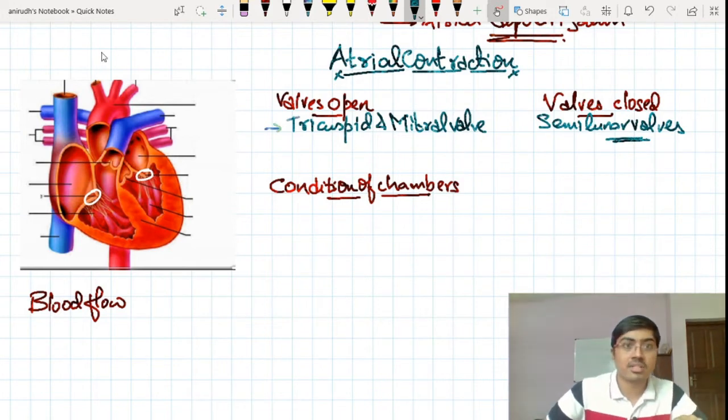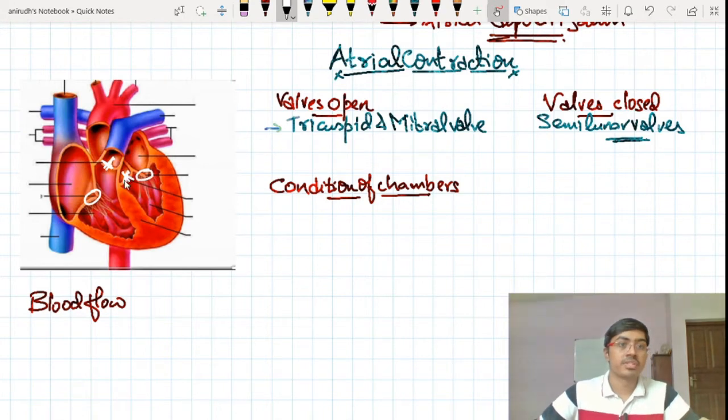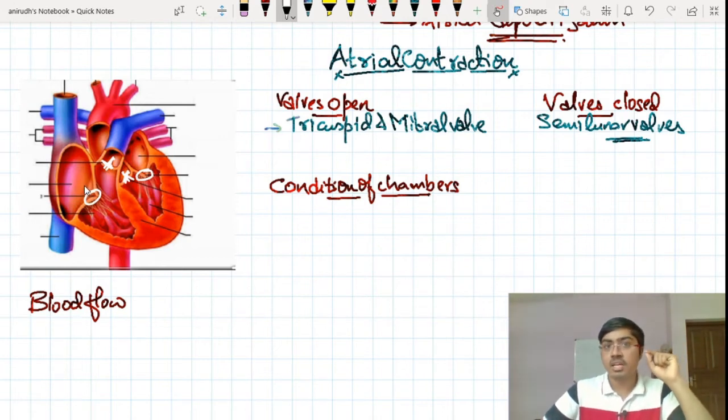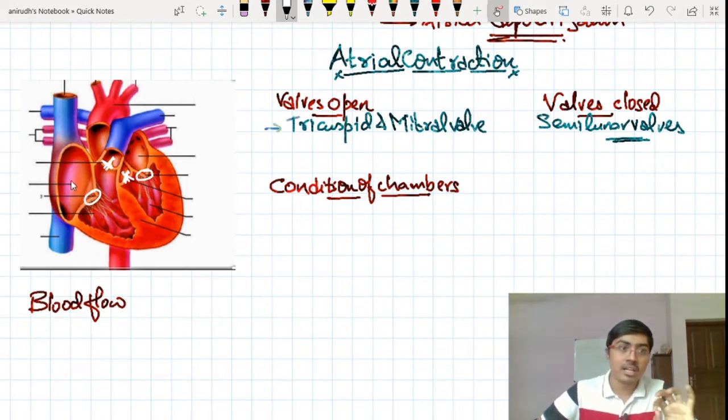So let us understand what is happening here. See, this valve is closed. Even this valve is also closed. Now, when the atria are contracting, we saw that during the joint diastole, 70% of the blood in each atrium was released to the ventricle because of gravity. Now 30% is remaining. So this 30% that is present here, and this 30% over here, will go into the ventricle.